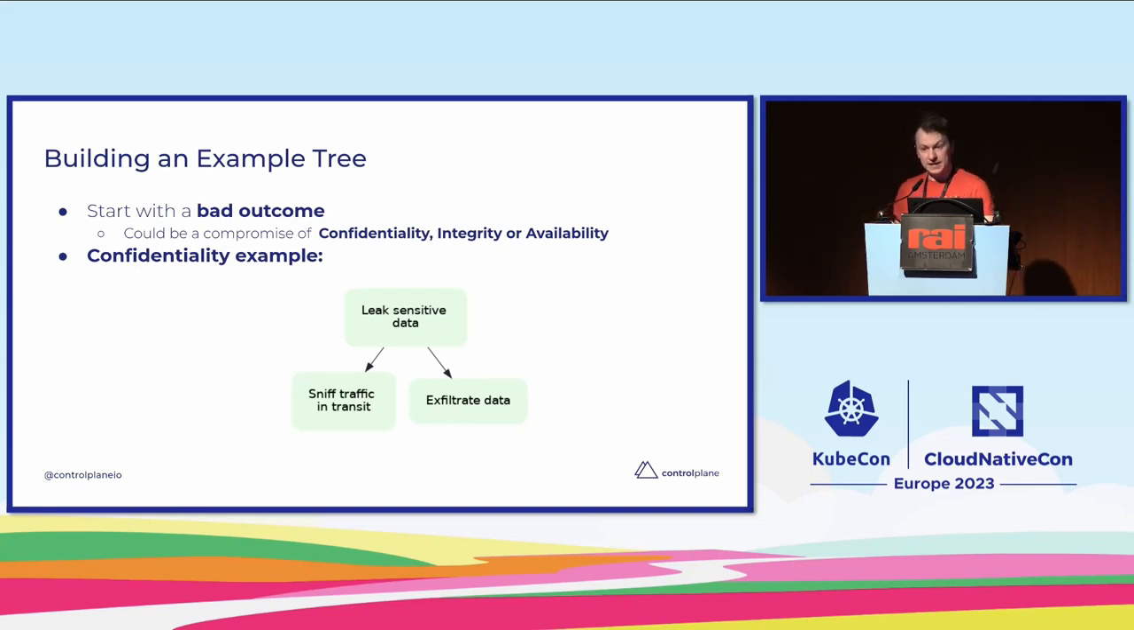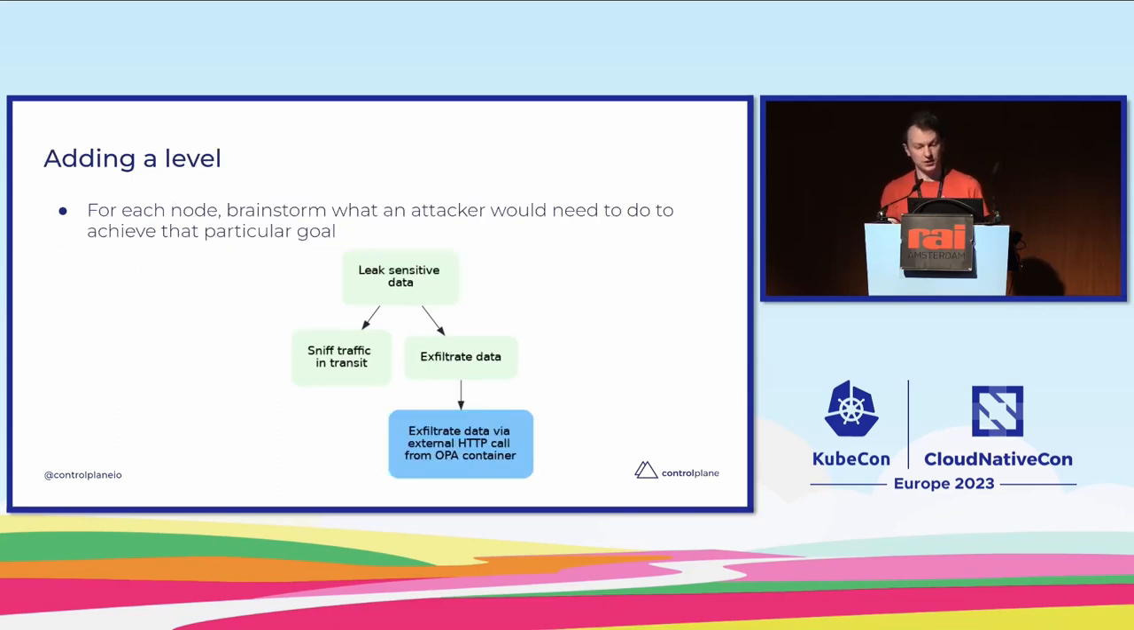So you can leak data either by sniffing traffic in transit or exfiltrating data. Green node, so it's an OR. We can think of a number of ways to do this. We're just going to focus on exfiltrating data. So like Rick said, you might want to use OPA. You might want to use this sidecar model with OPA.